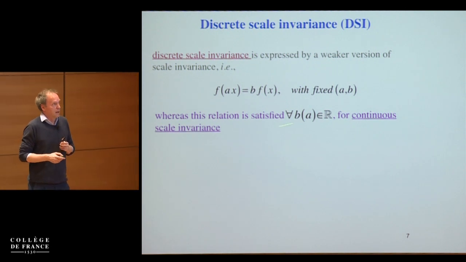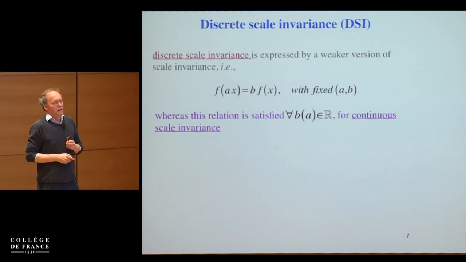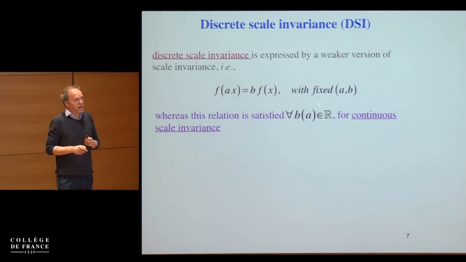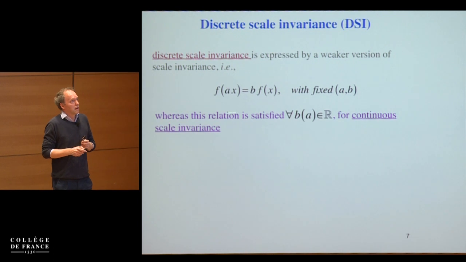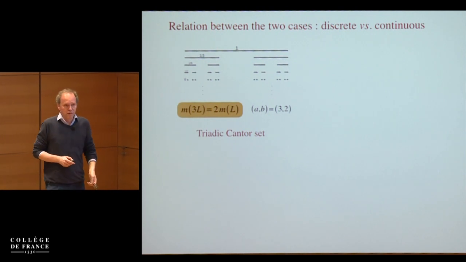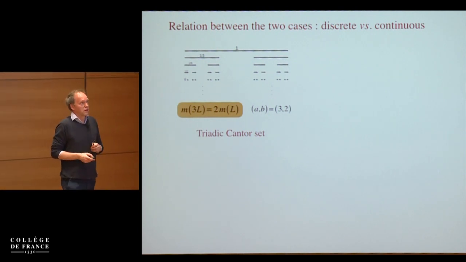So again, let me restate the main idea. The main idea of discrete scale invariance is an invariance that is expressed by a weaker version of scale invariance, which means that there are quantities that obey this simple scaling equation, but where now A and B are fixed, instead of being satisfied for any real B function of A, as for continuous scale invariance. That's the difference. Okay? So I gave a few examples of this discrete versus continuous scale invariance.